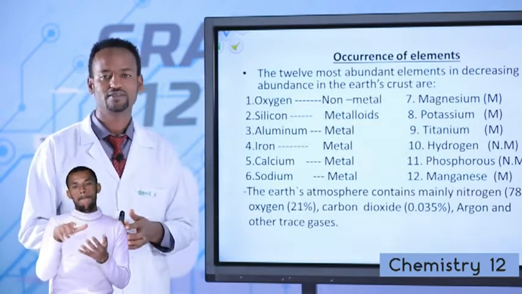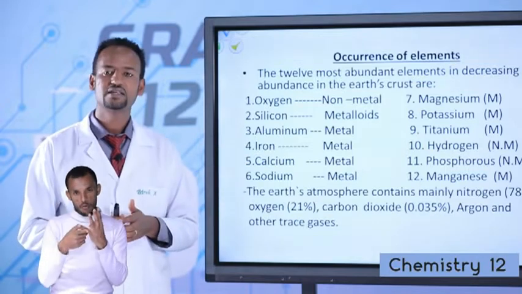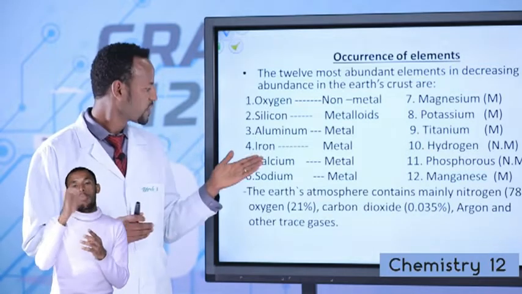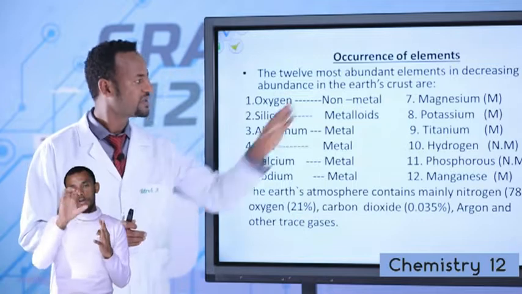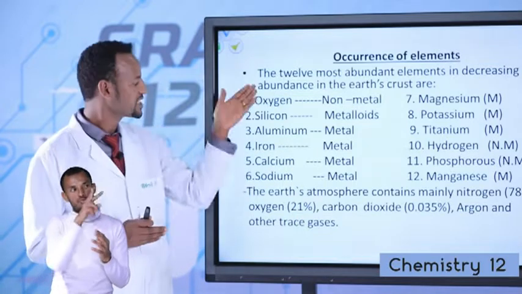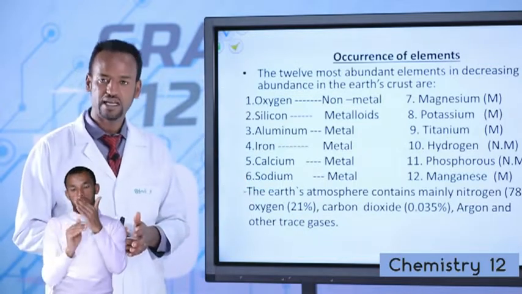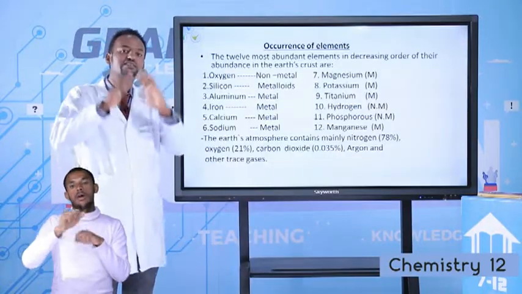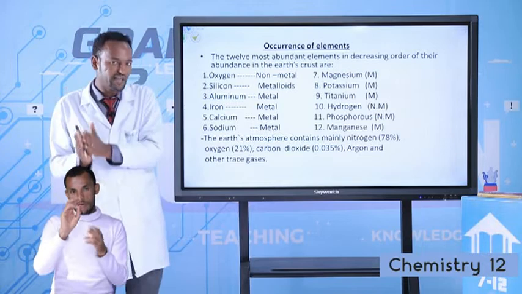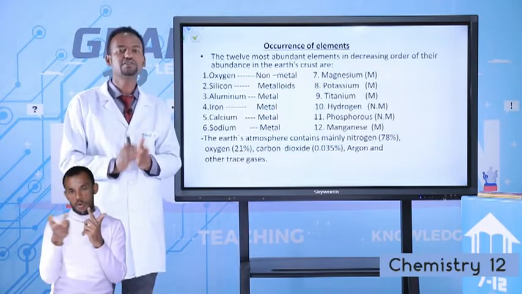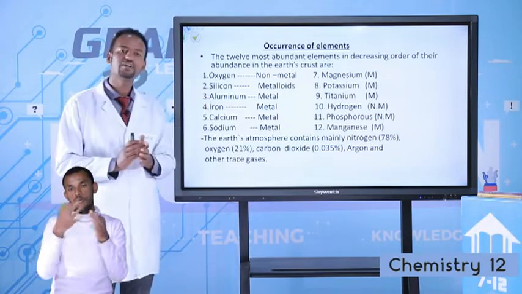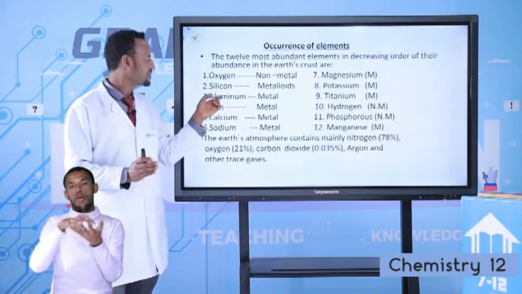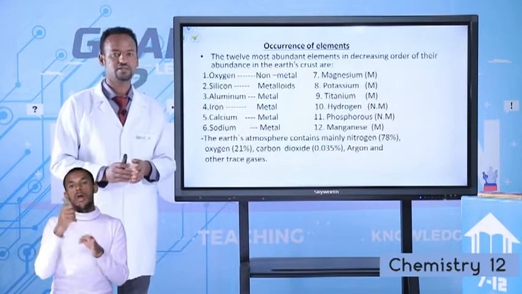Aluminium is metal. The fourth one is iron. The fifth one is calcium. The sixth one is sodium, and so on. This is in decreasing order of the most abundant elements in the Earth's crust. The most abundant element in the Earth's crust is oxygen, but it is non-metal. The second most abundant element is silicon, which is metalloid. The third most abundant element is aluminium, it is metal.